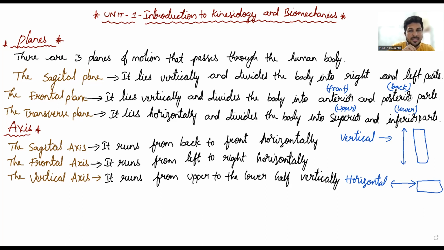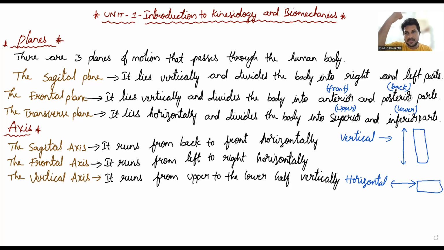Now let us see the axes, starting with the sagittal axis. It runs from back to front, from the posterior region to the anterior region. So this is the sagittal axis. Next is the frontal axis. It runs from left to right horizontally. So this is a horizontal axis, right?